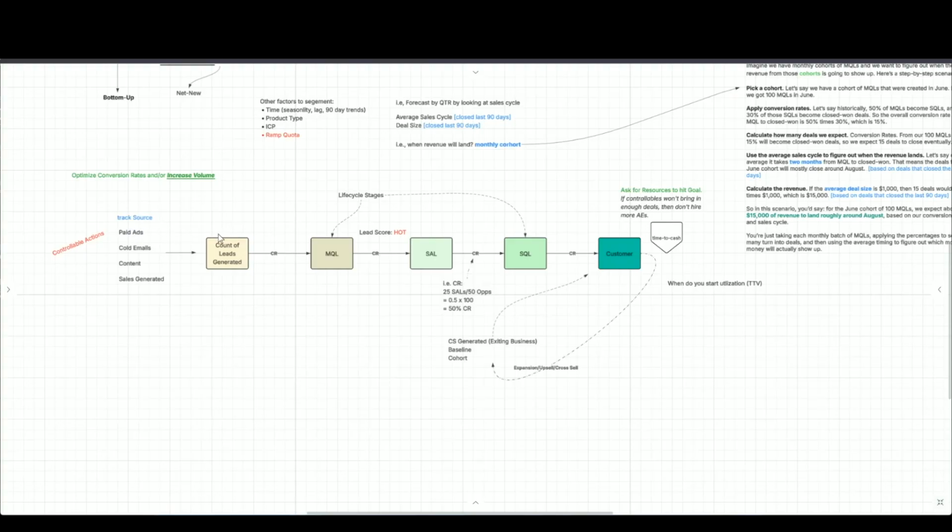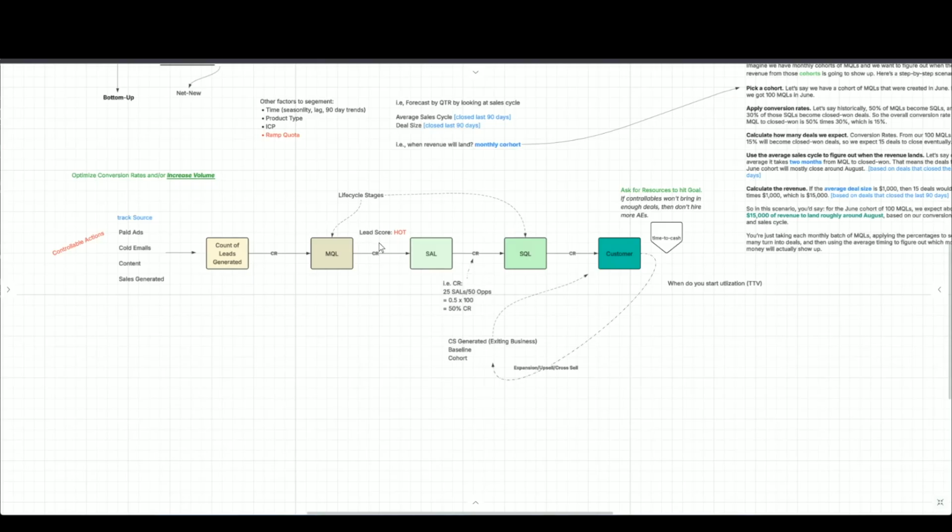You can break it up by paid ads, and then get the forecast for the specific controllable, the specific source. So that's why it's hugely important that we track the source and we get it accurate. So let's say we have 100 webinars, and 50% of them convert. So it's 100 times 0.5, and then we'll have 50 that are MQLs.